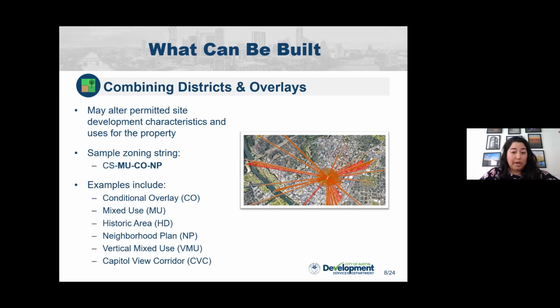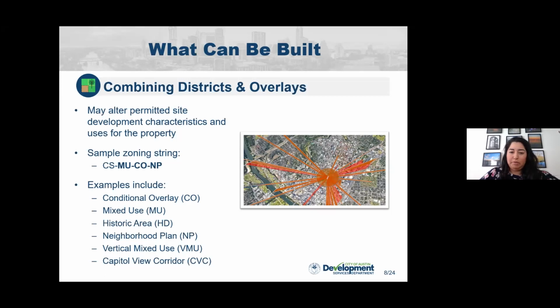So in this sample zoning string, if the property has a zoning district of CS, MU, NP, CO, the MU is mixed use, the CO is conditional overlay, not to be confused with certificate of occupancy, and the NP is neighborhood plan. And these are all special districts that will alter the CS base zoning district requirement. And these are some examples of the combining districts and overlays.